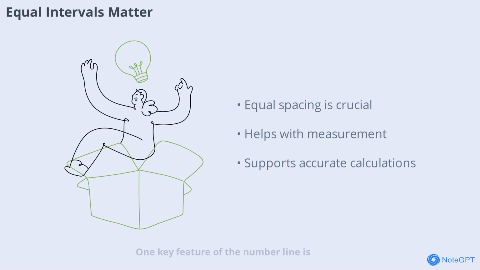One key feature of the number line is that the spaces between each number are equal. This uniform spacing is what makes the number line such a reliable tool for measuring and comparing values. Whether you're adding, subtracting, or just counting, knowing that each step is the same size helps avoid confusion. This consistency is especially important when working with fractions or decimals, as we'll see later.